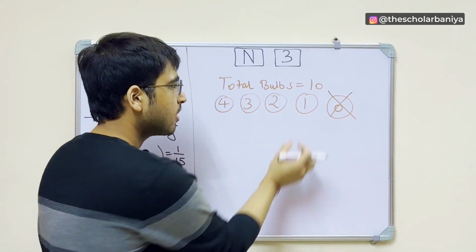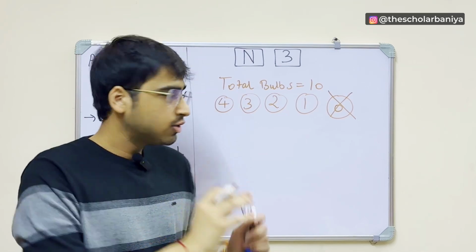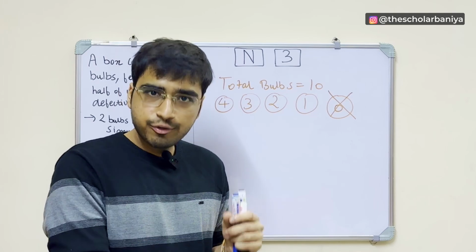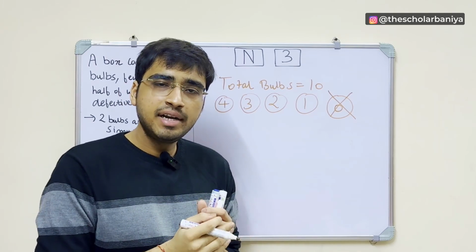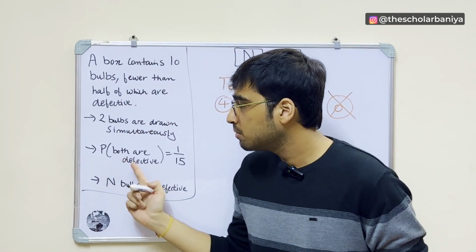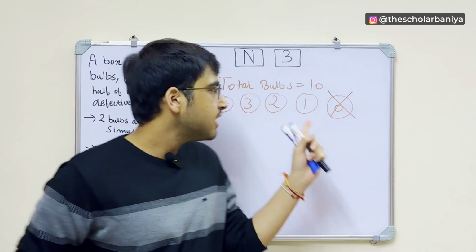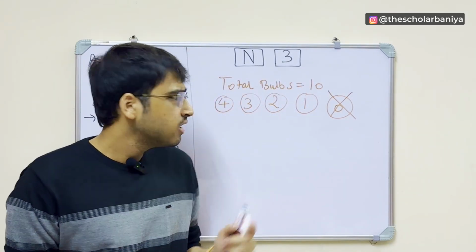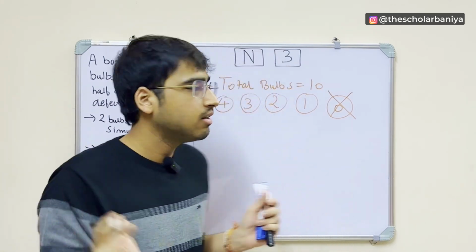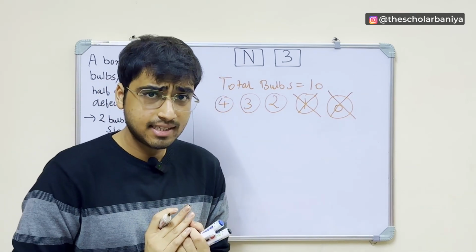Now tell me one thing, if there is one defective bulb, that means there is one defective bulb and 9 bulbs are good. So if we draw two bulbs, what will be the probability in that case? The probability will be 0, because we know the probability that both are defective is 1 upon 15, but in this case only one bulb is defective. So even this is not possible, because we are saying at least two bulbs are defective. So even this case is not possible. I hope this makes sense.